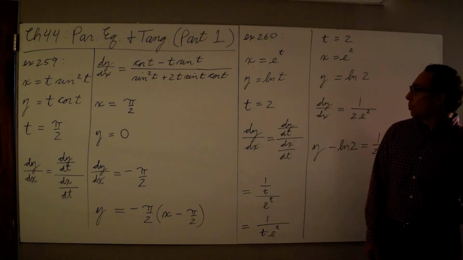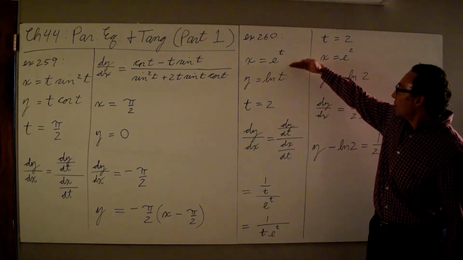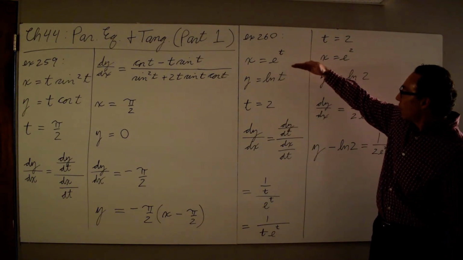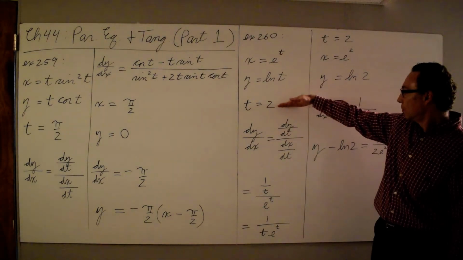The second example is similar. We have our curve given in terms of these parametric equations. We want to find the equation of the tangent line corresponding to the point where t is equal to 2.